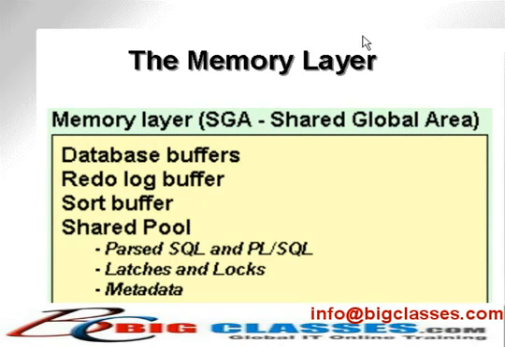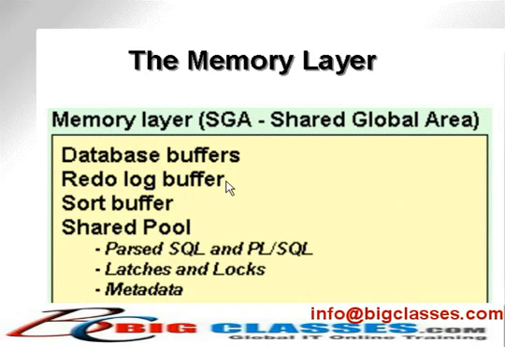The memory layer. The memory layer is the buffers. The memory layer is commonly called the SGA, or Shared Global Area. Within the Shared Global Area there are database buffers, redo log buffers, a sort buffer, and the shared pool. The database buffer contains the in-memory portion of the database files, or the actual data. The redo log buffer contains a record of changes to the database buffers and the database files.